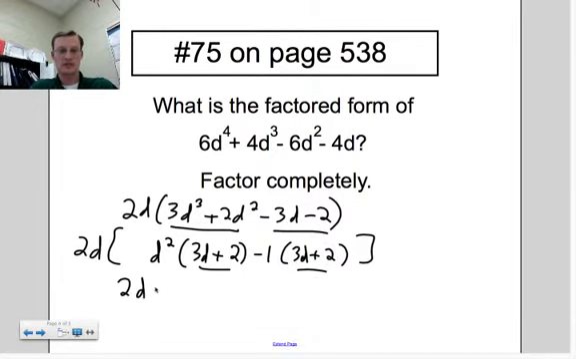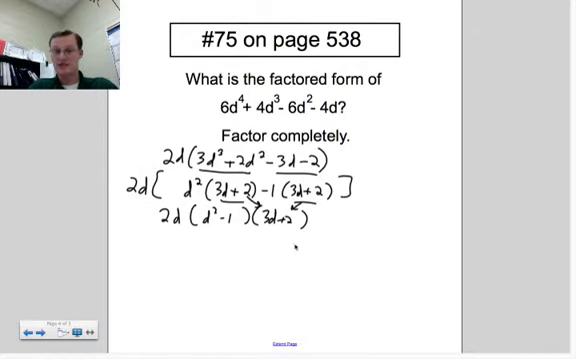So 2D, these combine into one parentheses, into one binomial, so 3D plus 2. And then the leftovers, d squared and negative 1, they're pulled into their own binomial. Now I think this is my answer, but I need to double check. Have I pulled apart, you can think about the Lego building, have I pulled apart all the Legos into their pieces? Well, 3D plus 2, is there a GCF?